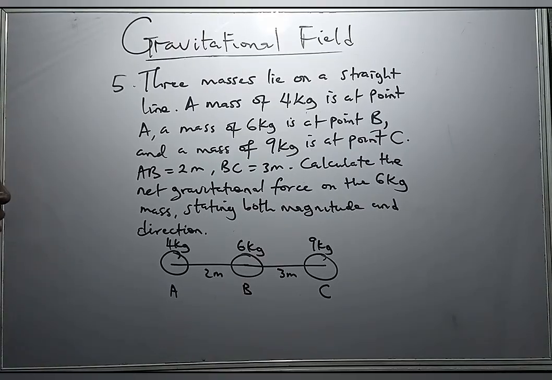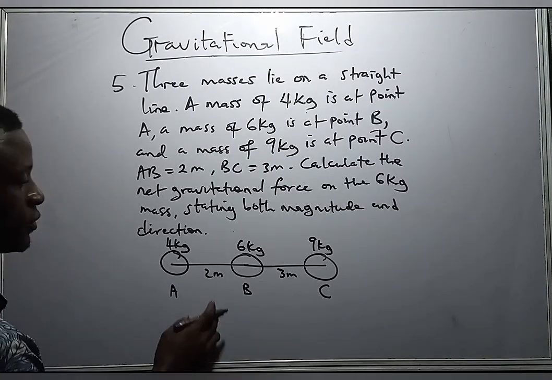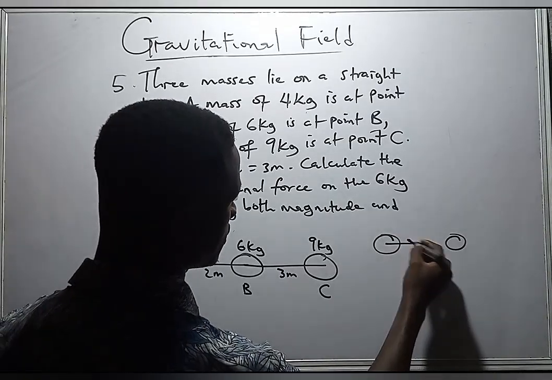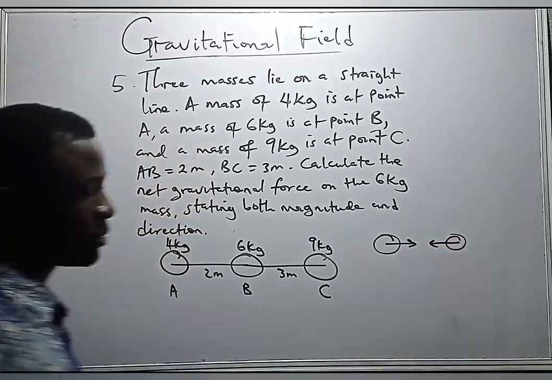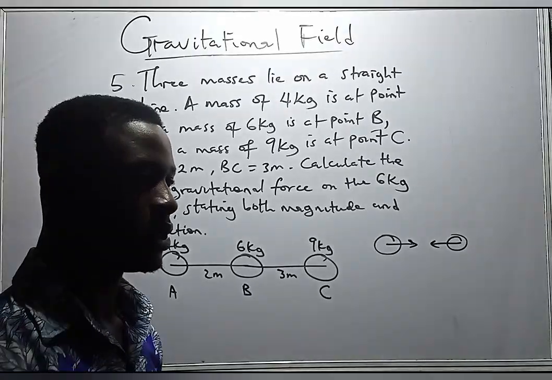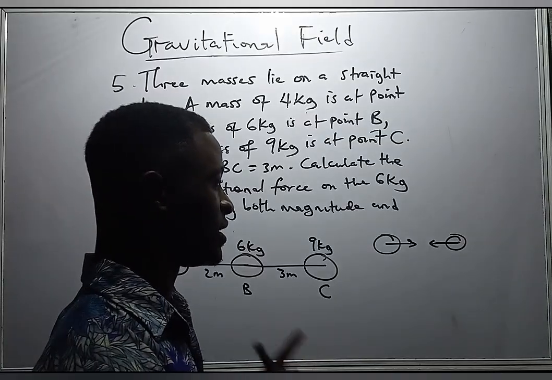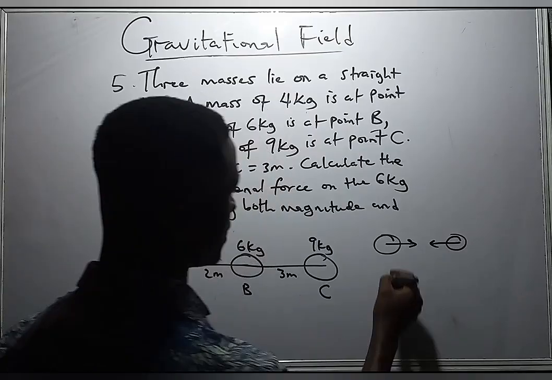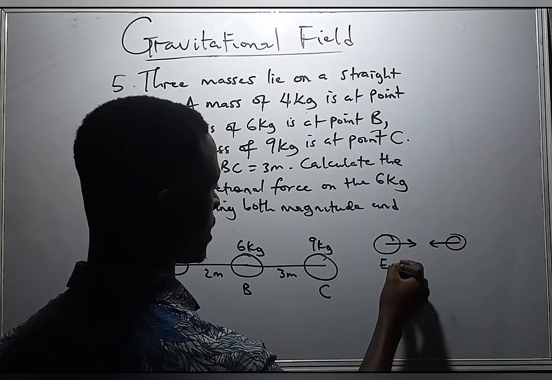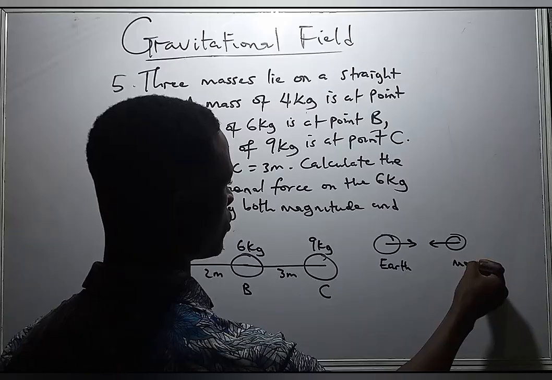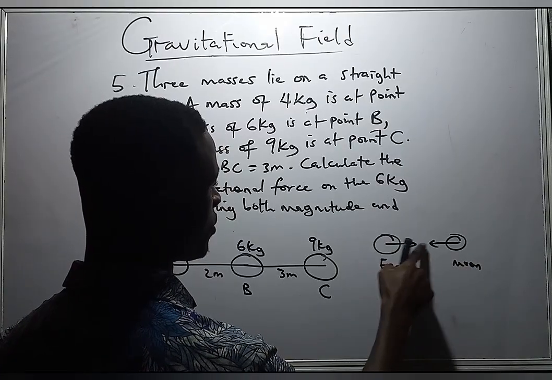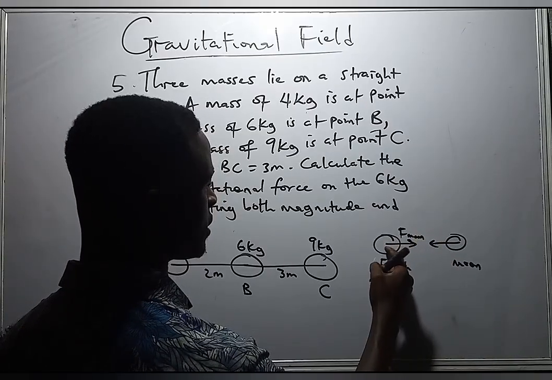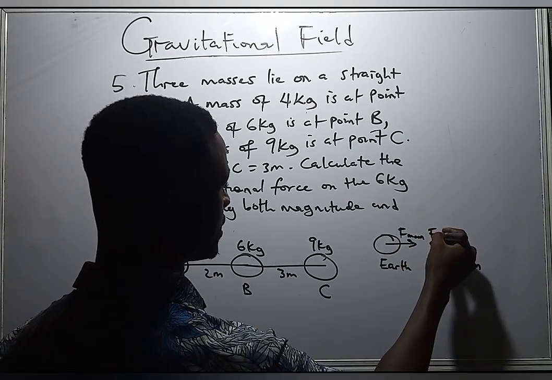Now look at this. I want to show you something before solving this. If we have 2 masses like this, they are both exerting the same magnitude of force on each other, but in opposite direction. So now, let's assume that this is Earth, and this is Moon. Now, this arrow that is going towards Moon is the force that is being exerted by the Earth, while this arrow that is coming towards this Earth is the force that is exerted by the Moon.